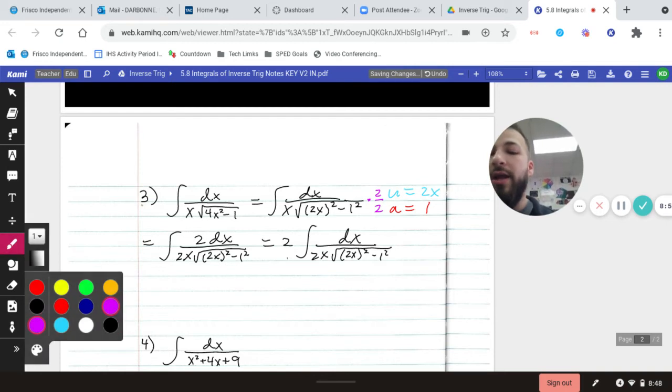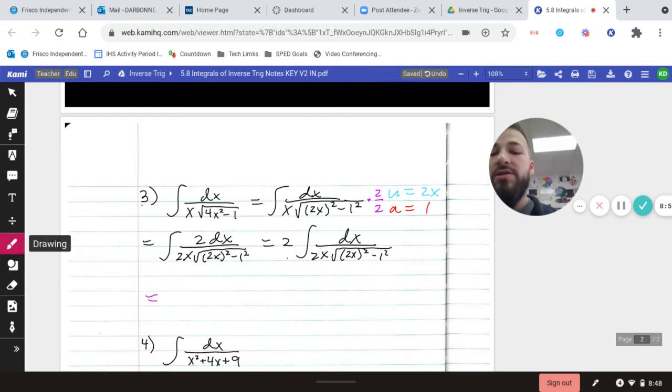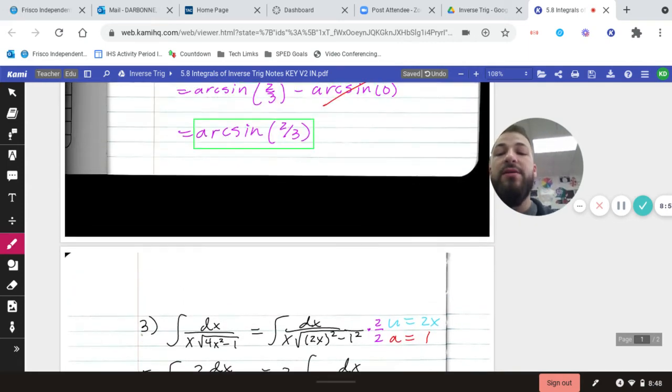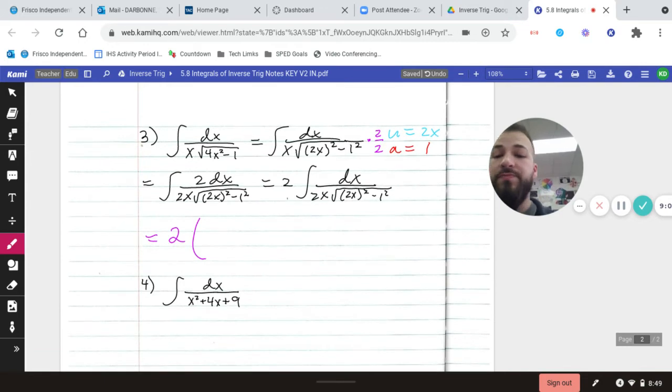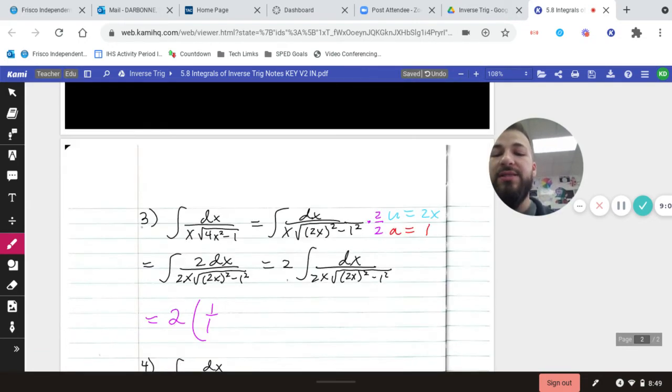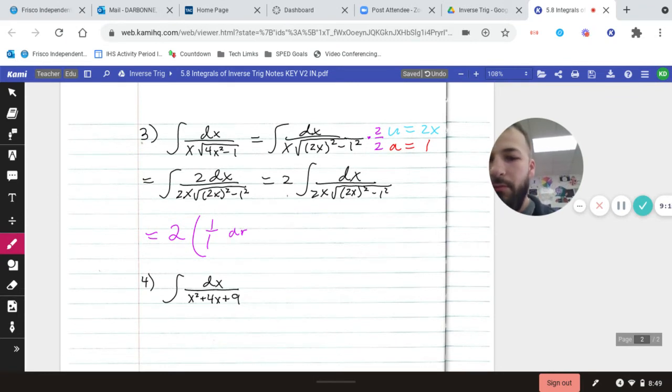And now I can apply my integral formula. So this is equal to 2, and then it's 1 over a, so just 1 over 1, arcsecant, and then absolute value of 2x over a, so absolute value of 2x over 1, and then, of course, plus c.